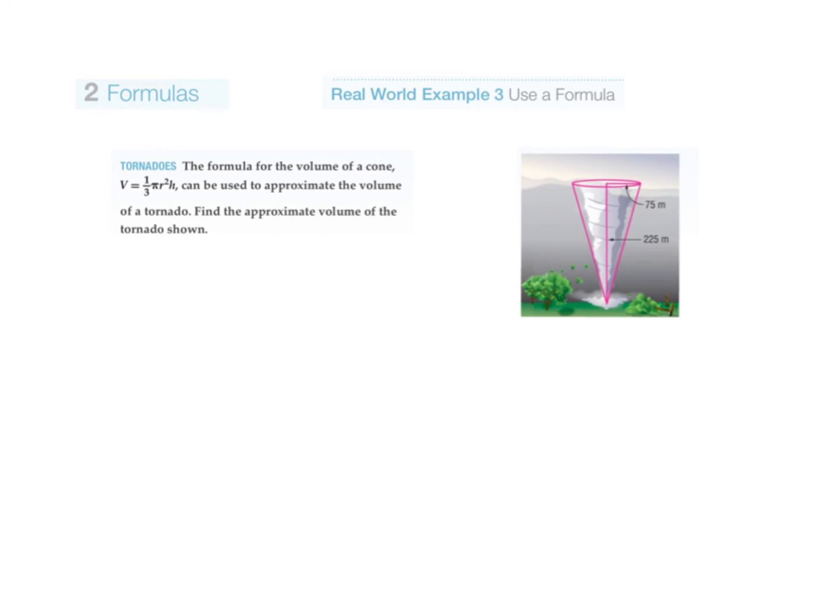The last problem we're going to do is a real-world example using a formula. Formulas are special equations that work for every single problem. So what we want to do is look at this formula and figure out what each letter stands for. So what we're looking for is V, which is volume, and pi, which is 3.14. Then we just need to know what R stands for. Well, R is the radius of a circle, which is halfway across, and then h is the height.